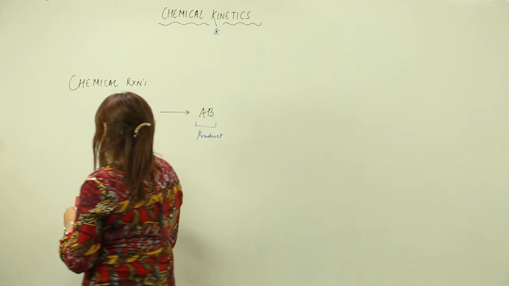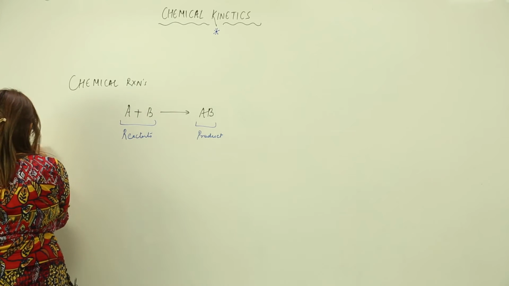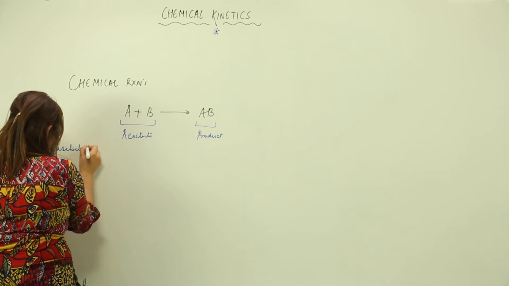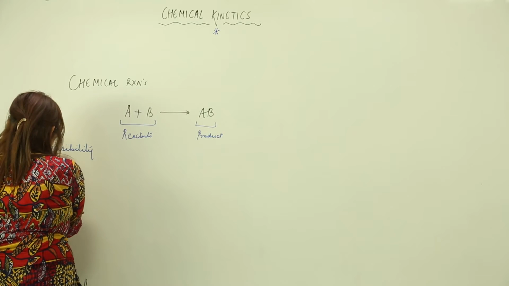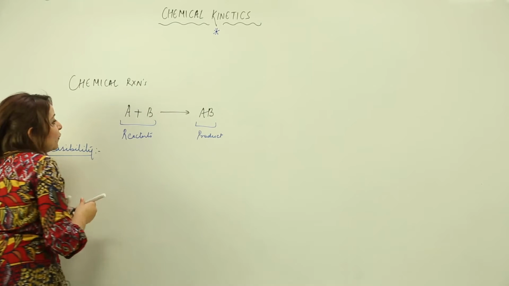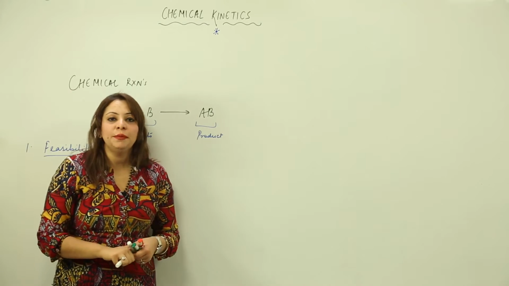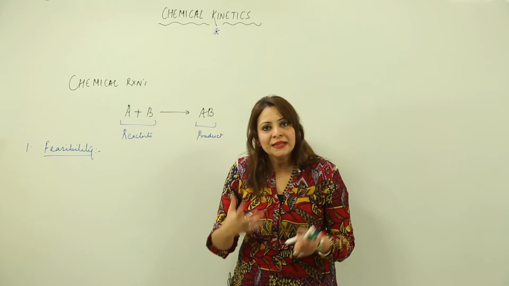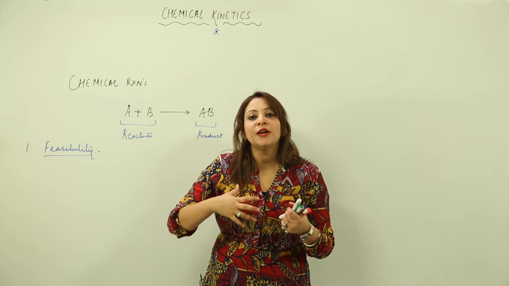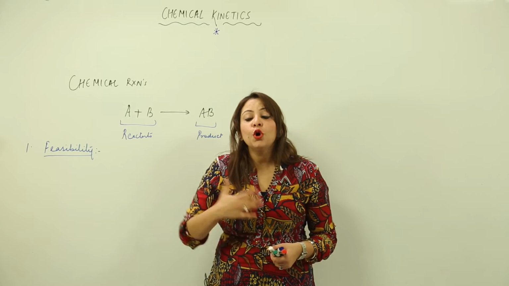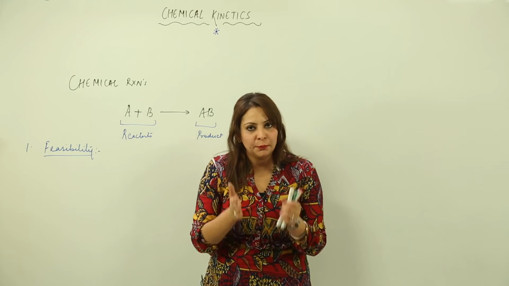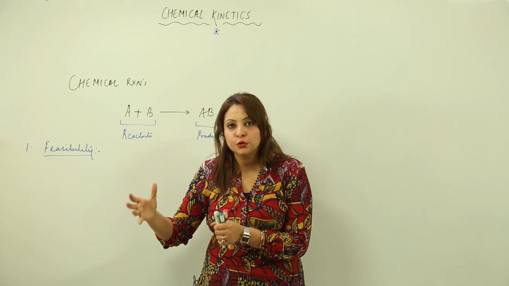The first area is that when we talk of a chemical reaction, we consider its feasibility. So what is feasibility? Whenever a certain chemical reaction is taking place, you should be aware of its feasibility. Feasibility means whether that reaction will take place or is not going to take place.